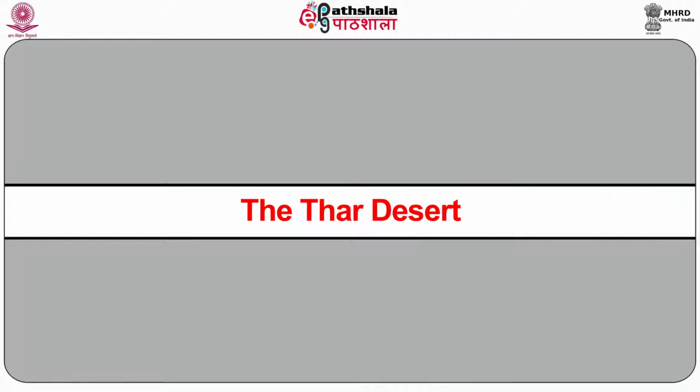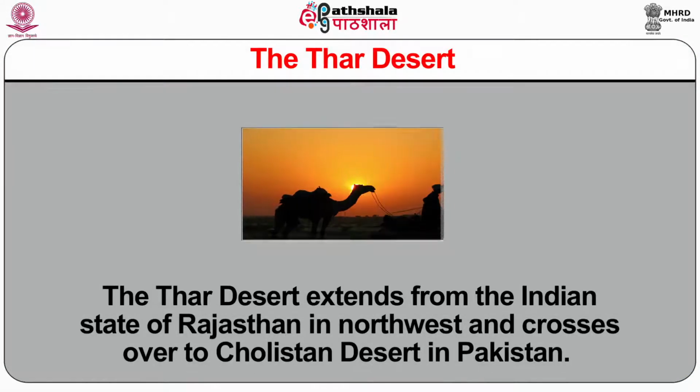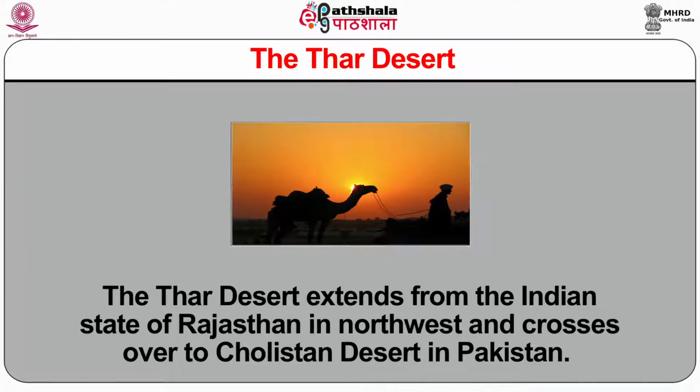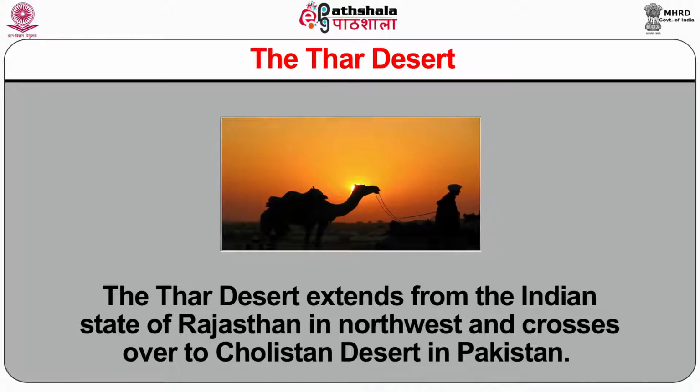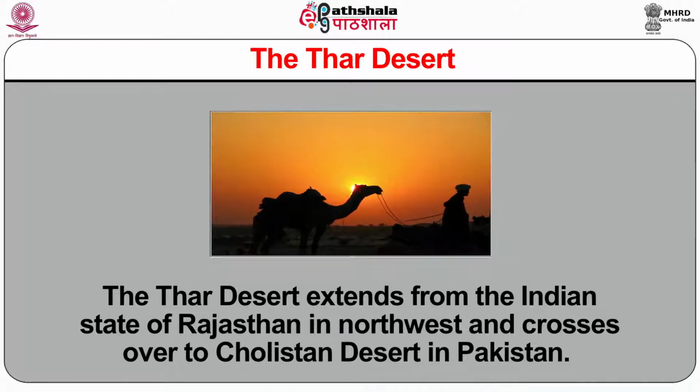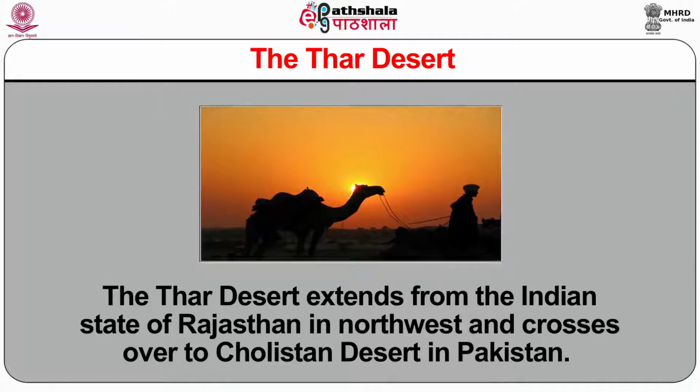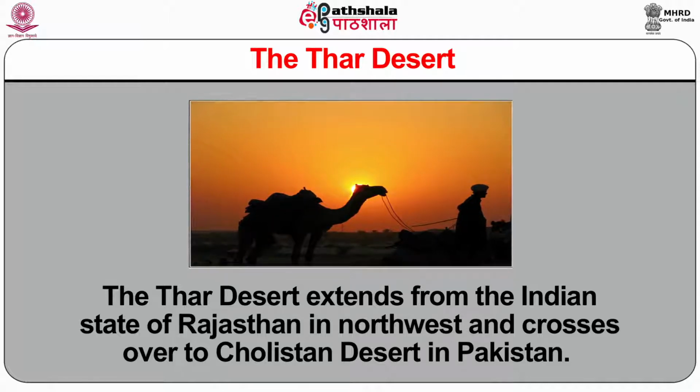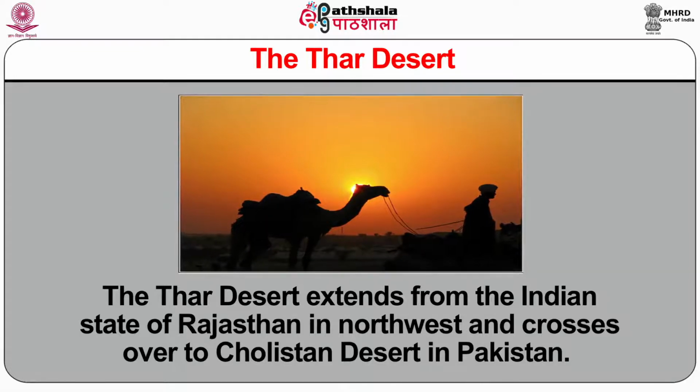India has prominent arid regions in the northwestern, western and southern part of the subcontinent. The Thar Desert. The Thar Desert extends from the Indian state of Rajasthan in the northwest and crosses over to the Cholistan Desert in Pakistan.